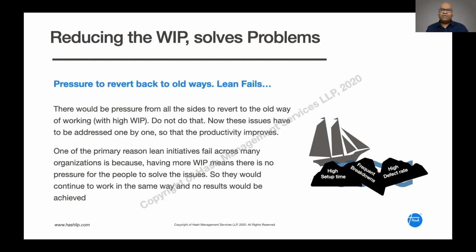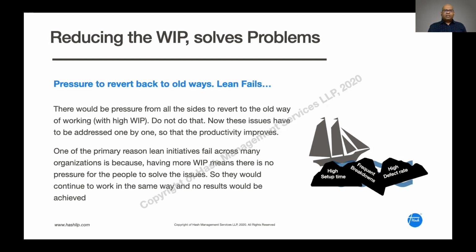The idea is they all keep the WIP and then try to implement lean. It will not work. Why should I focus on SMED? Why should I reduce the changeover time? If I have 5 hours of WIP, I don't want to reduce the WIP. I don't want to implement SMED. I have WIP to save me. Only if you reduce the WIP will the problems come out.